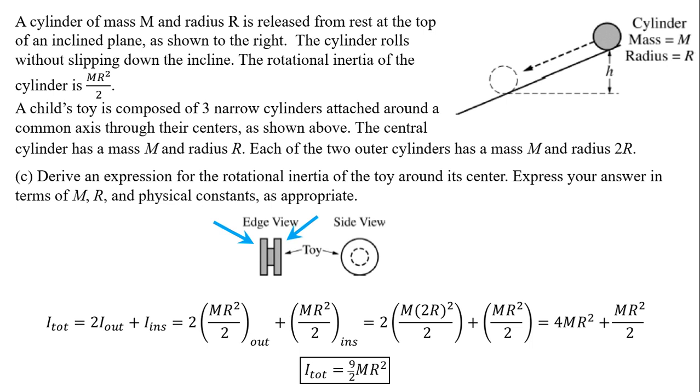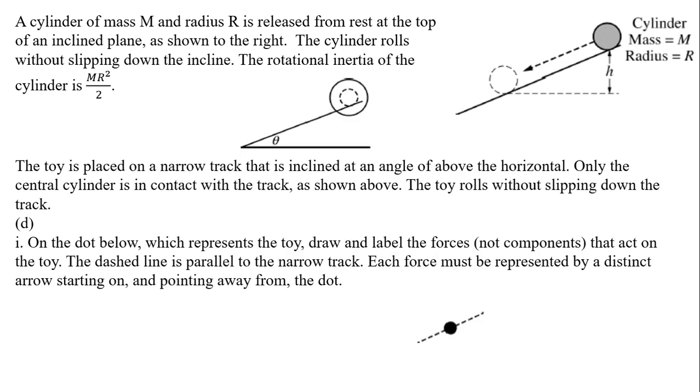How did you get 9 halves, Mr. Cooper? Okay, so this is 4 over 1, but in order to add it, you have to have a common denominator. So how do I get 4 over 1? I need to multiply by 2. So I'm getting 8 over 2. Well, 8 mr squared, and then basically there's a 1 here, right? Plus 1, and 8 plus 1, use your fingers, 9, and then you still have your denominator of 2, mr squared. There's your I total. All right, let's keep going.